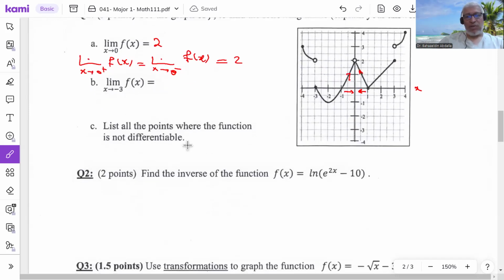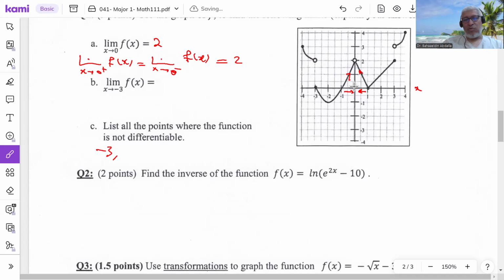List all the points where the function is not differentiable. Okay, let me answer part C and then I'll go back to part B. The function is not differentiable if it is not continuous, or there is a corner, or there is a vertical tangent. Well, at -3, it is not continuous.